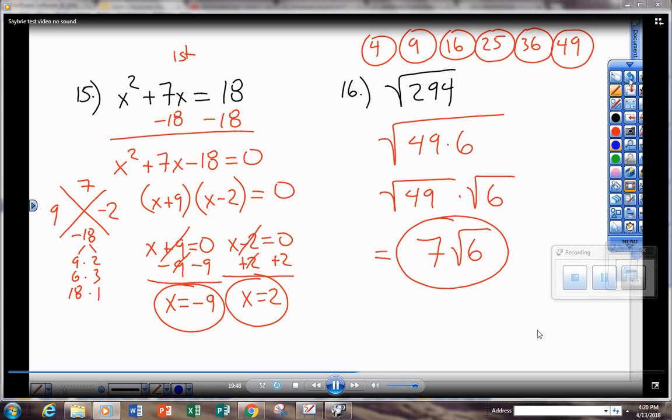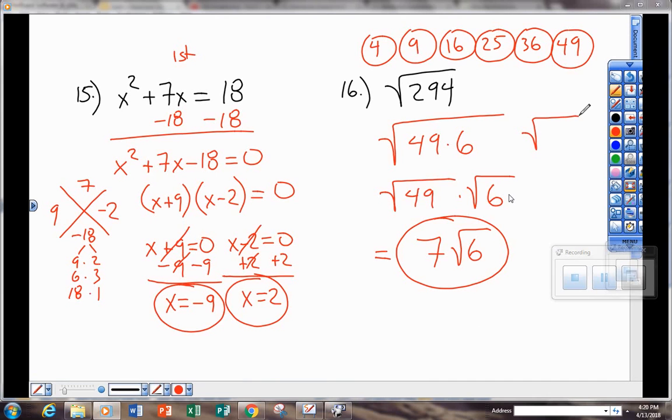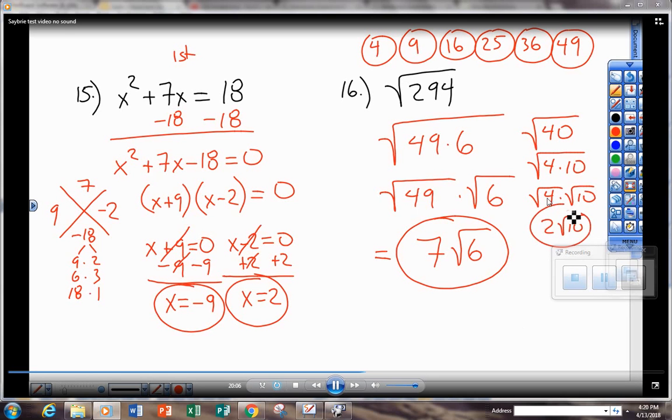And I think I did on the side here a little easier one. I did 40, which is a little bit easier, which is 4 times 10. And then you split that up into root 4 times root 10. And then you square root the 4 to get 2. And then bring down the root 10. And notice that square root symbol is gone.